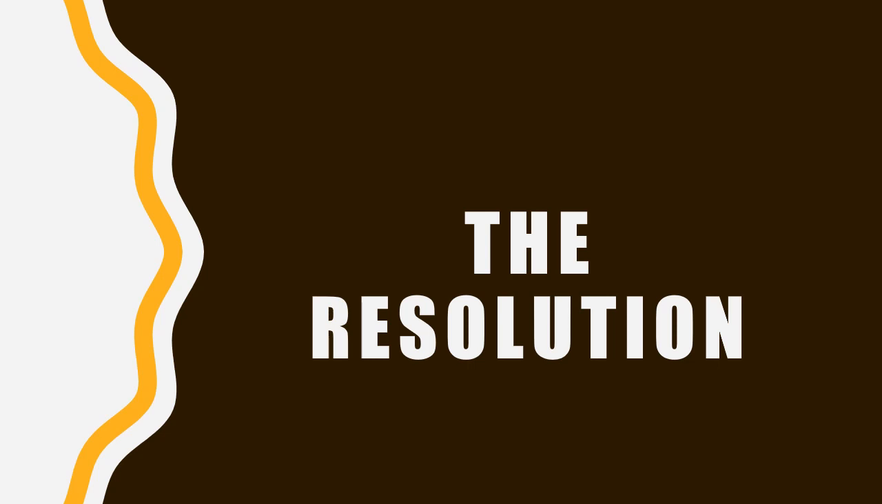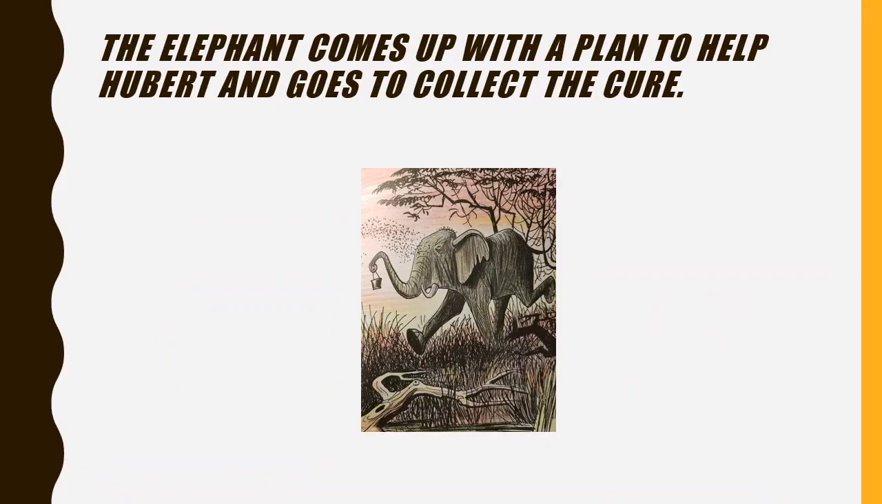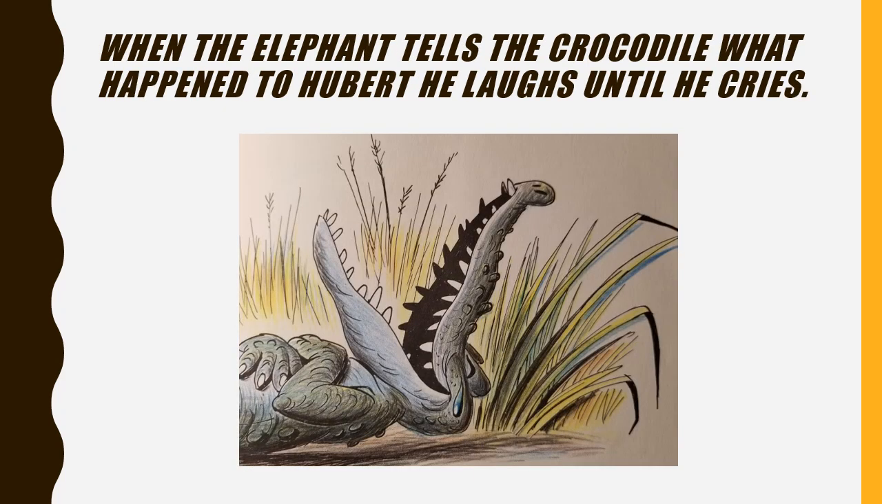The resolution or resolutions are solutions to the problems or the conflict throughout the story. So the first conflict was that Hubert loses his mane and he needs a cure. So his friend the elephant comes up with a plan to help Hubert and goes to collect the cure. Even though the crocodile won't cry tears when the elephant gets to the swamp, he ends up getting the crocodile to laugh tears by telling him the story of what happened to Hubert.